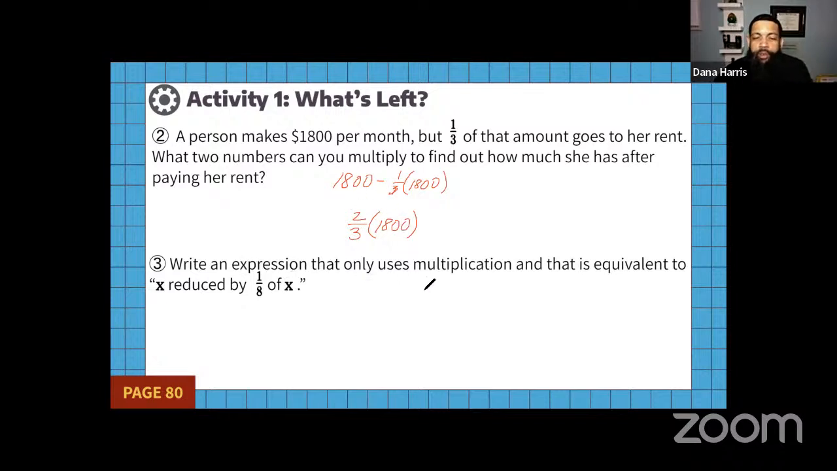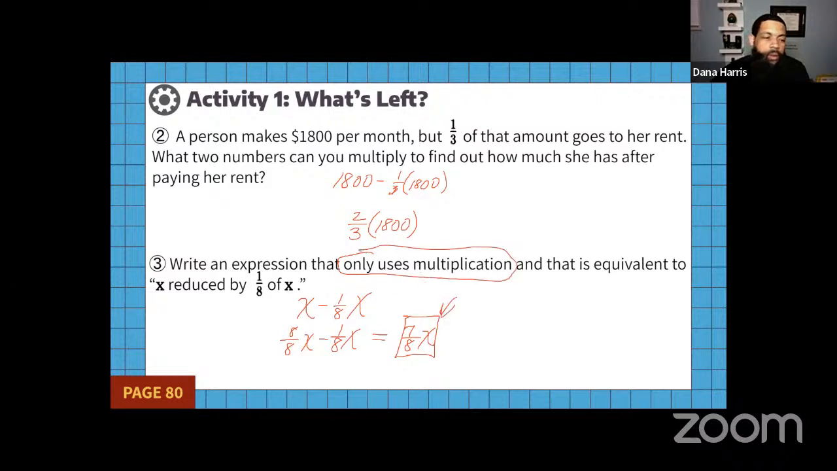Write an expression that only uses multiplication and that is equivalent to x reduced by 1/8 of x. If I have x minus 1/8 of x, then I have 8/8 of x minus 1/8 of x. So that is going to equal 7/8 of x. Notice it only uses multiplication. So that would be this right here. Cool.